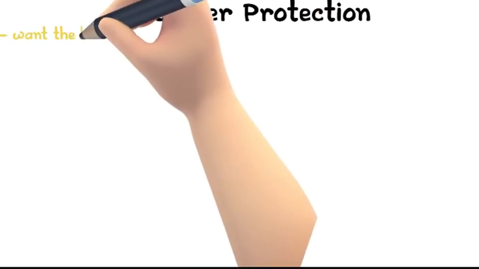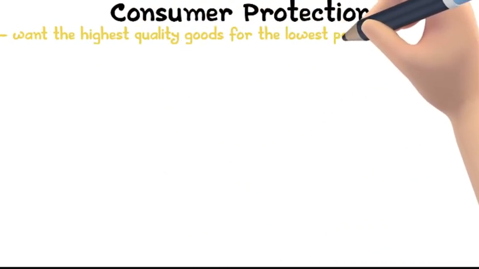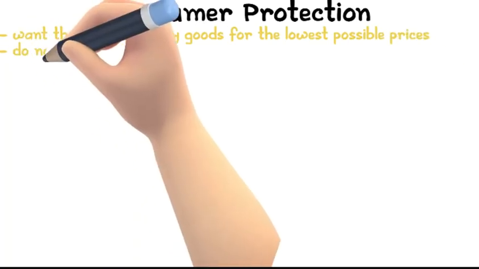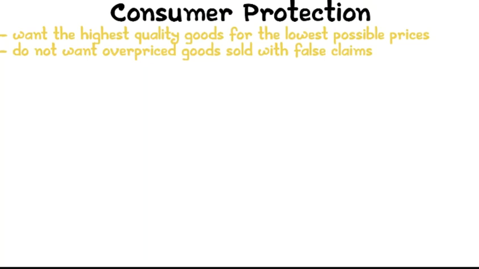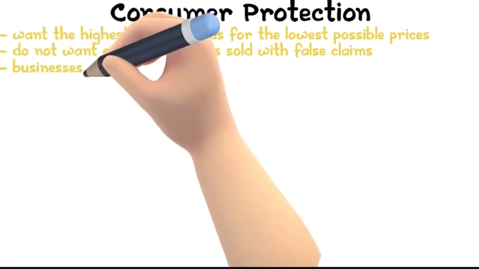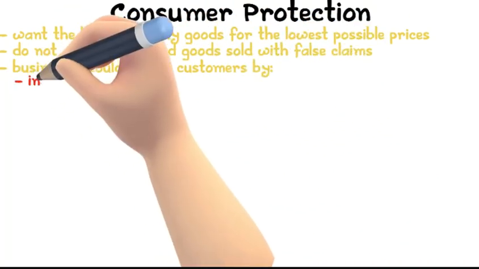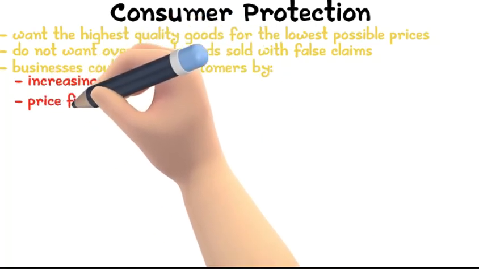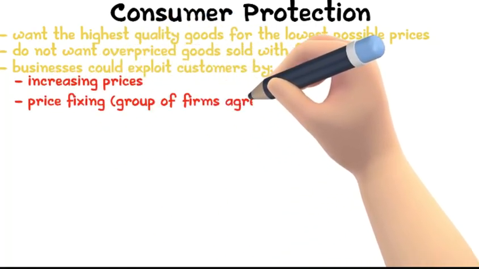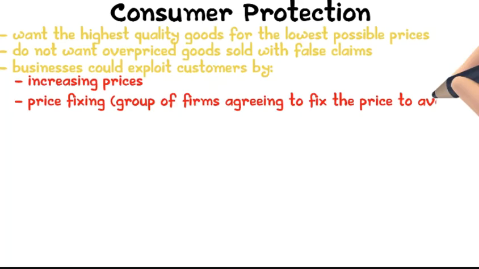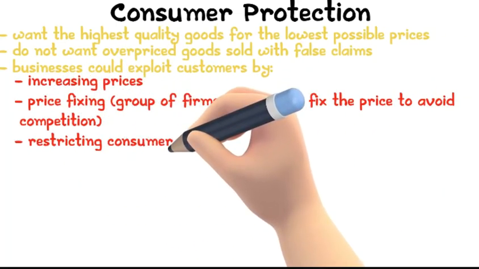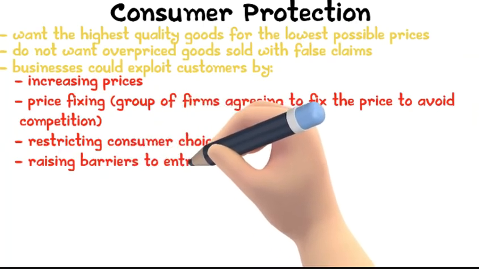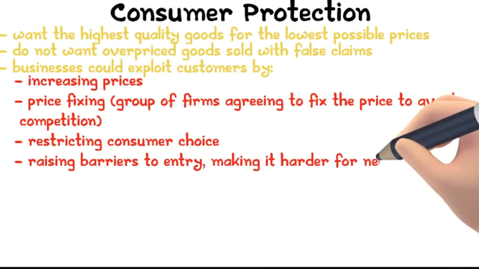Consumer protection. Consumers always want to have the highest quality goods for the lowest possible price. Consumers do not want overpriced goods sold with false claims. If not for government regulation, businesses could exploit customers by increasing prices, carrying out price fixing, which is when a group of firms agree to fix the price to avoid competition, restricting consumer choice, and raising barriers to entry, making it harder for new firms to enter the market.